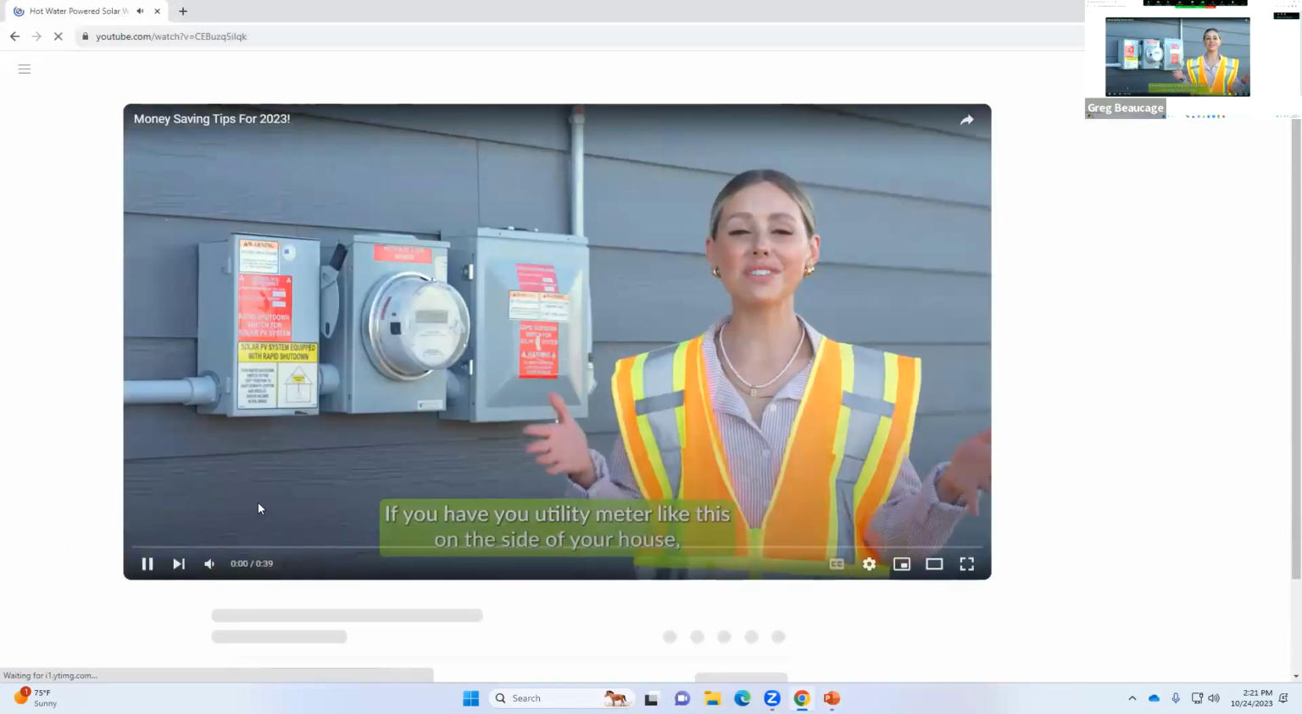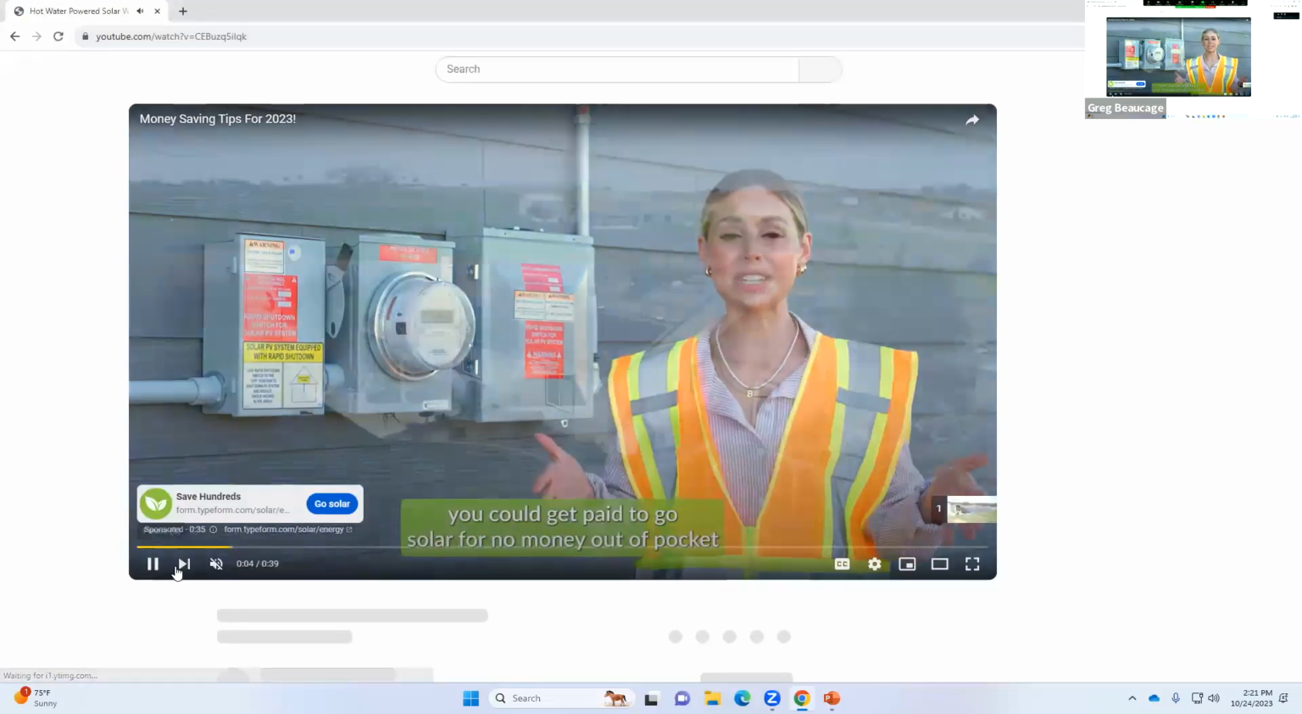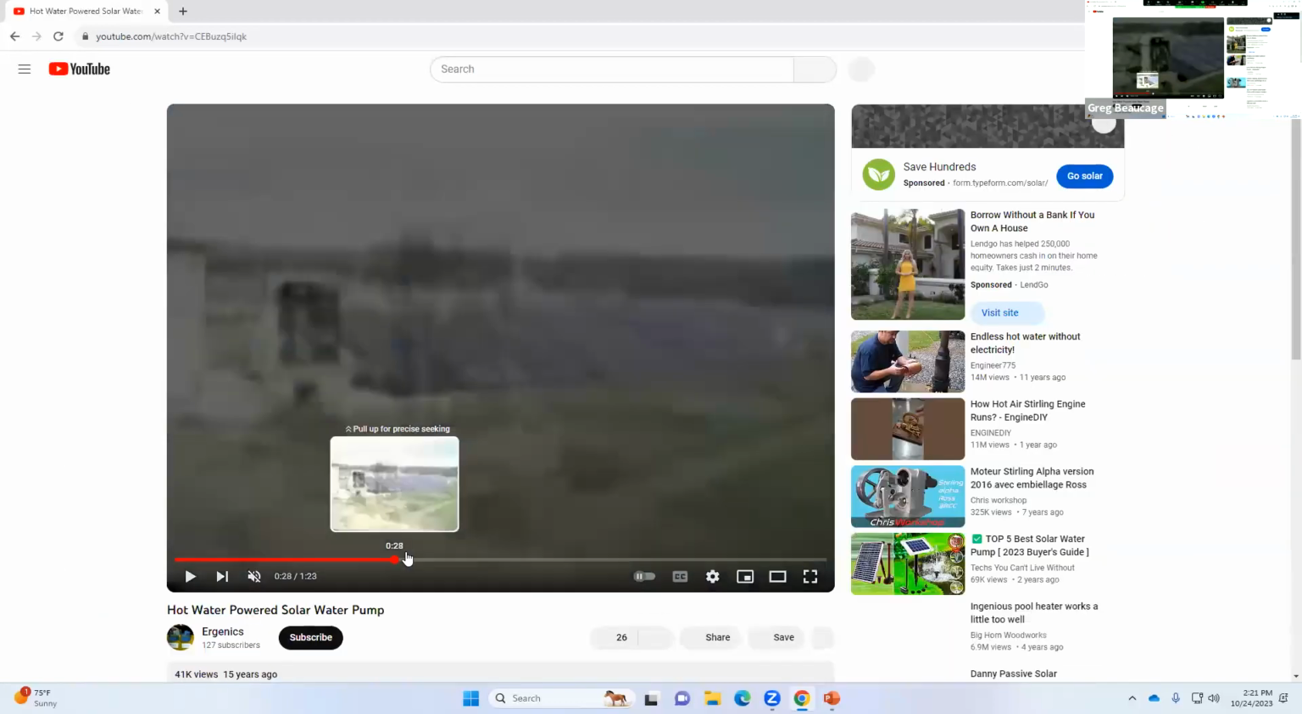If you have a utility meter like this on the side of your house. All right, so I'm not sure that it's worth it to figure out how.